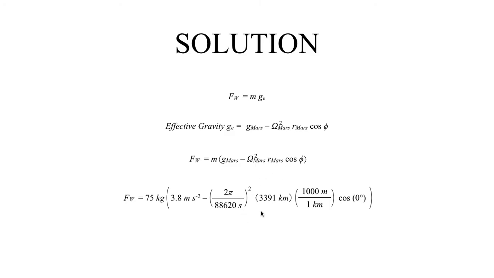And then the radius of Mars, 3,391 kilometers, which we have to convert into meters, hence this conversion factor, times the cosine of our latitude. Since we're at the equator, that's simply 0 degrees. If we plug the entire mess into a calculator, we get that the force of weight that a person will experience at the equator on Mars will be 287.32 newtons.